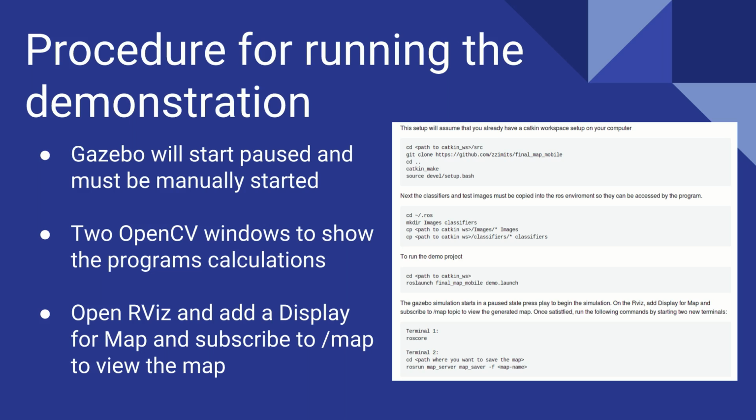But a couple things to note about running the simulation. First is that Gazebo will start in a paused state. This allows time for everything to get initialized before the Turtlebot starts to move. The other thing, there will be 2 OpenCV windows that show the lane detection algorithm and the sign detection algorithm. And finally, once RViz is open, you have to add a display for the map and subscribe to it in order to view it. And now we're going to go on and show you the demonstration.